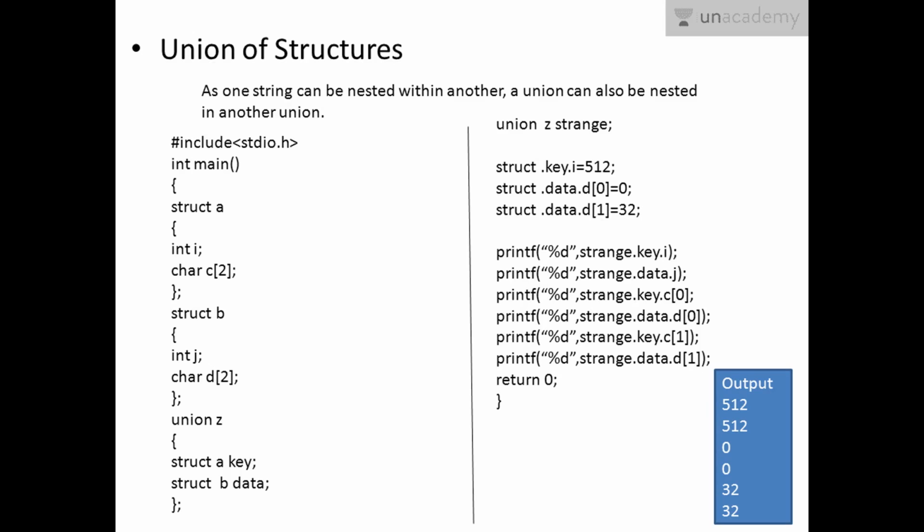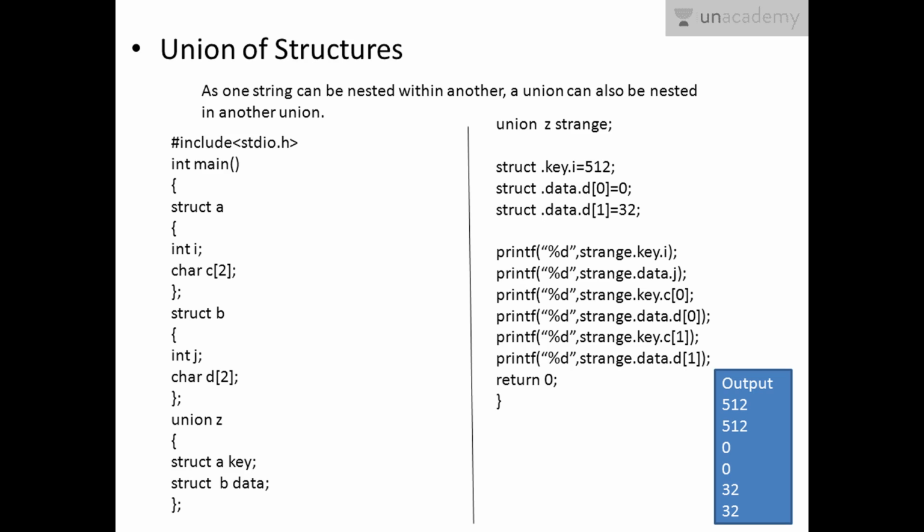When you come to union of structures, that means a union put within, or nested within, another union. Like we saw structures being nested into another structure, if else or nested if else, and so on. The same way we'll be going through the unions now.